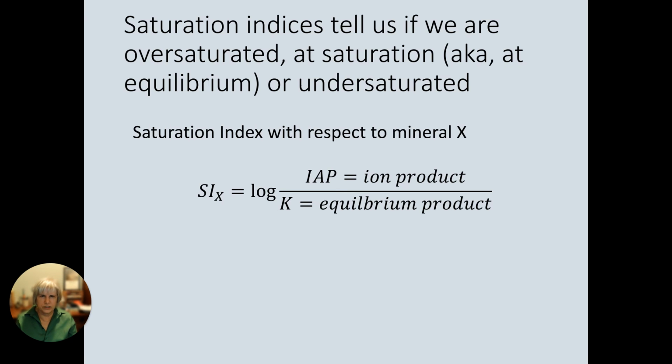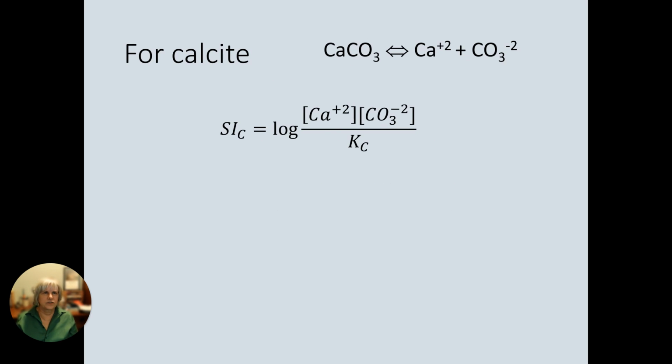Okay, I think it's more helpful to see a real example. So let's look at calcite. So if that's our reaction for calcite, the saturation index with respect to calcite is equal to the log of the calcium concentration times the carbonate concentration divided by the Kc, where the Kc is the equilibrium constant for the reaction above.